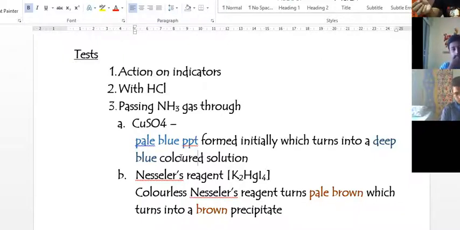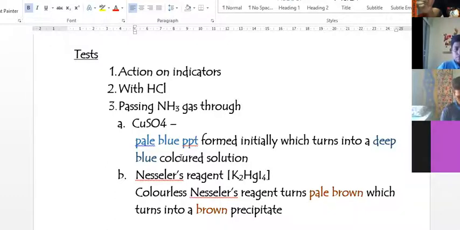Many a times what happens is that you don't read the question carefully and then you write down the answer over there. You have to understand what is the question asked. If the question says, what do you observe when ammonia gas is added to copper sulfate solution, you will just write pale blue precipitate is formed. But if the question is, what do you observe when ammonia gas is passed into copper sulfate solution in excess, only then you will write deep blue colored solution. Otherwise, you don't have to mention deep blue colored solution anywhere in the answer.